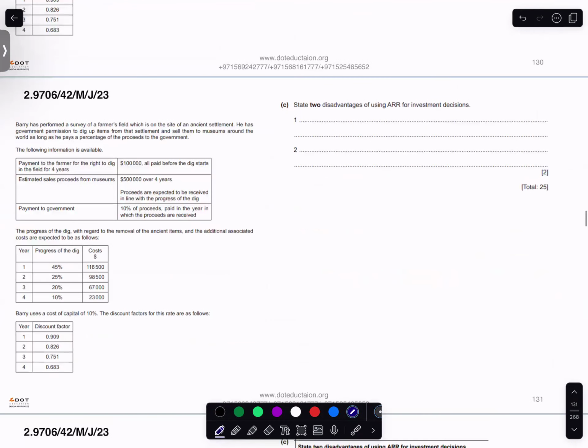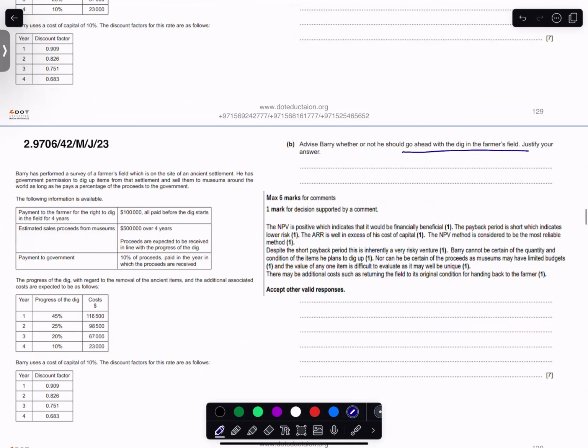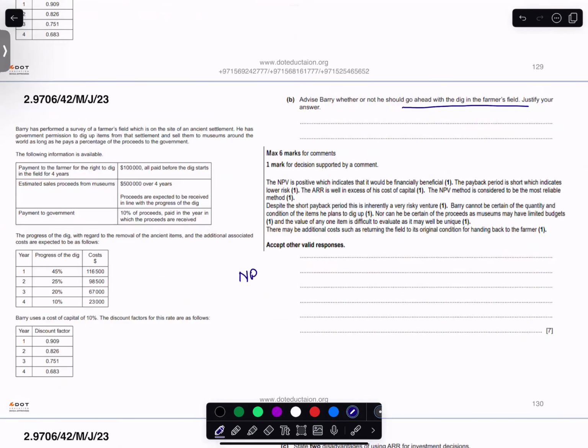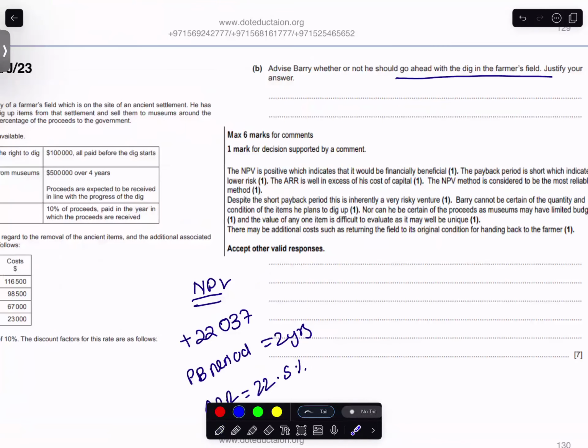Next part, the B part. Advise Barry whether he should go ahead with digging the farm. Justify your answer. What is the NPV? Can you tell me? NPV is 22,037. So the payback period is 2 years and ARR is 22.5%. So NPV is positive.